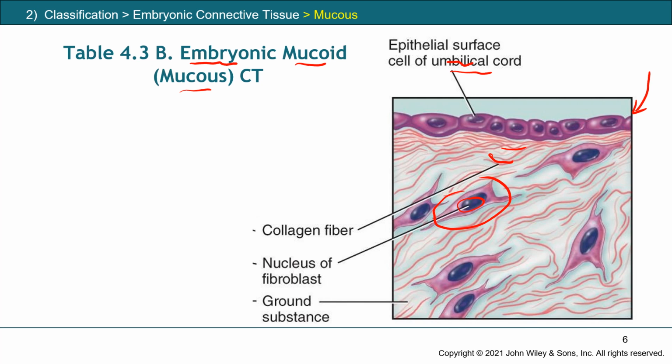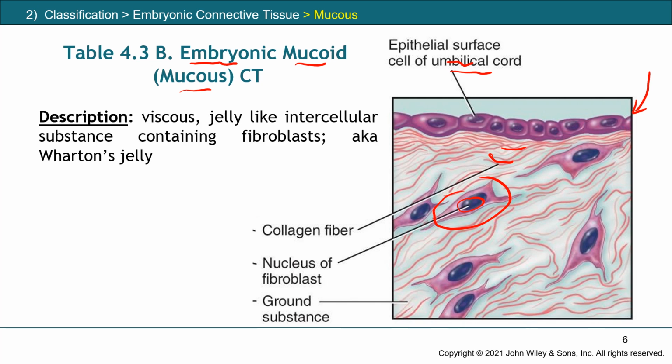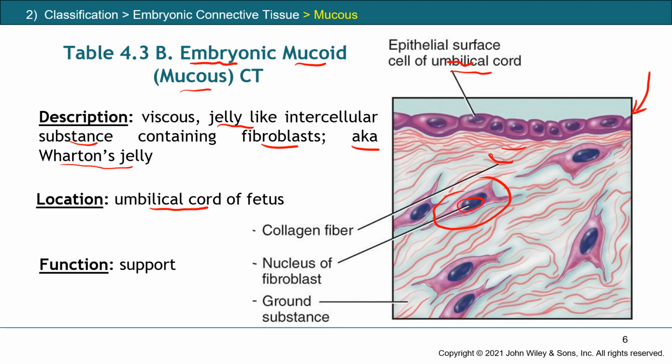So remember, this embryonic mucoid connective tissue is a viscous, jelly-like intercellular substance containing fibroblasts, as I showed you in the picture, and it is also known as Wharton's jelly. Okay, and the location is very easy. I already told you that it is the umbilical cord, and the main function is support.